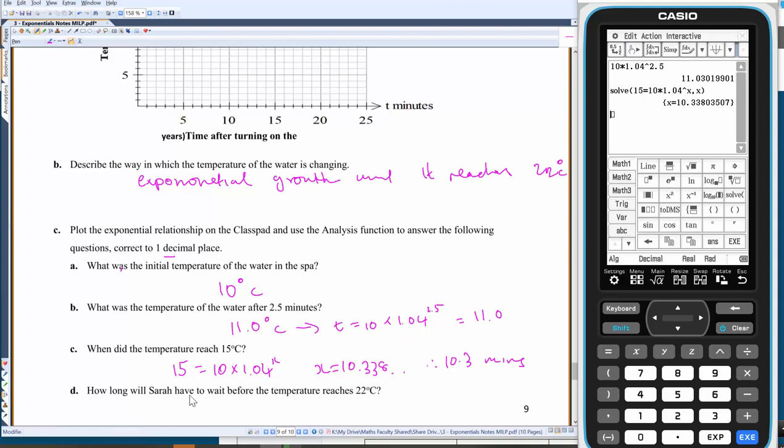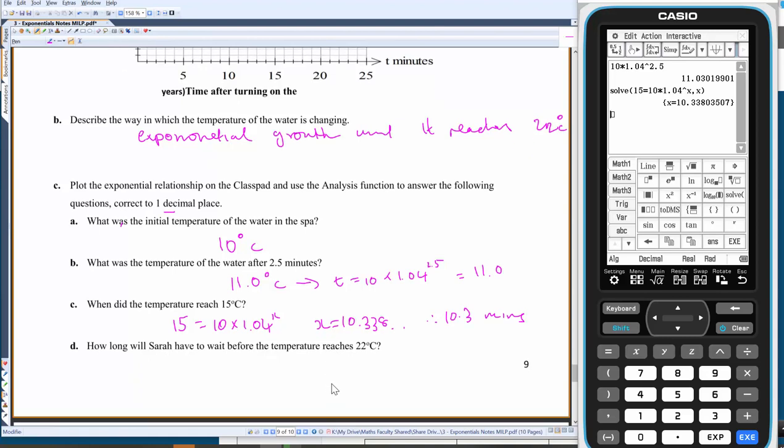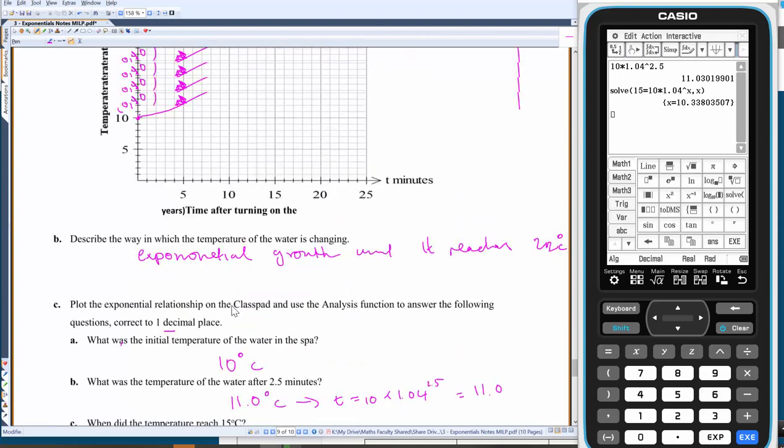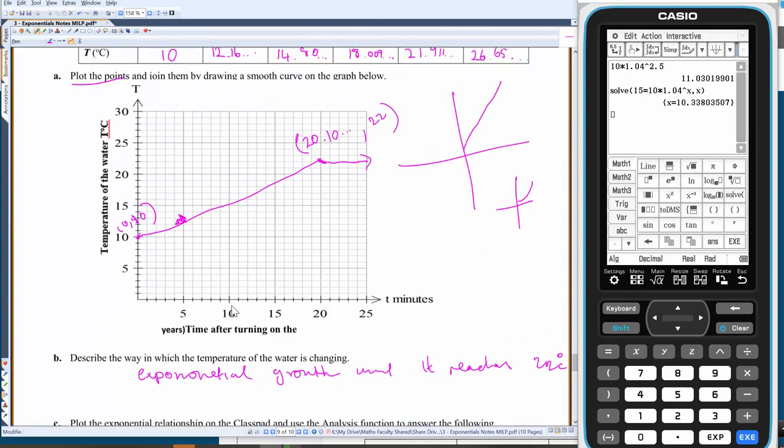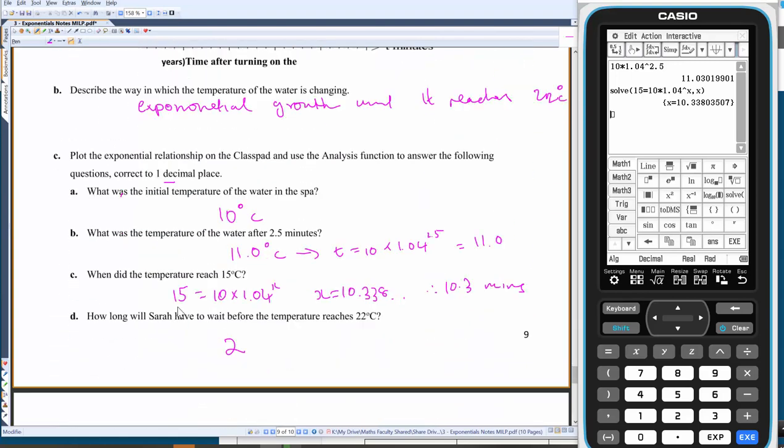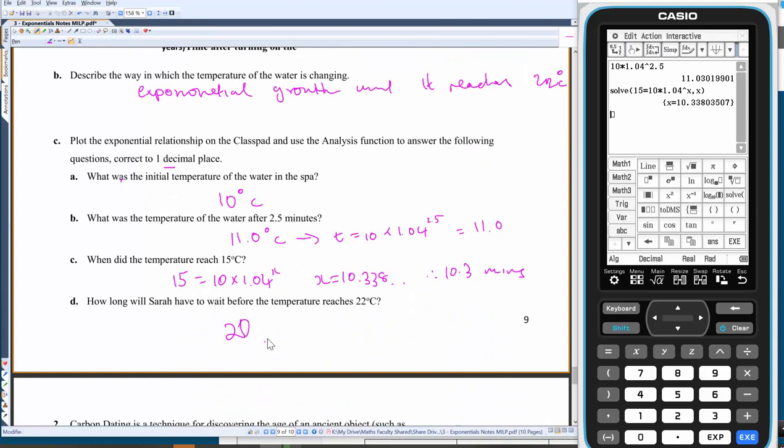How long will Sarah have to wait before the temperature reaches 22? We've already answered that. That is going to be 20.1 mins.